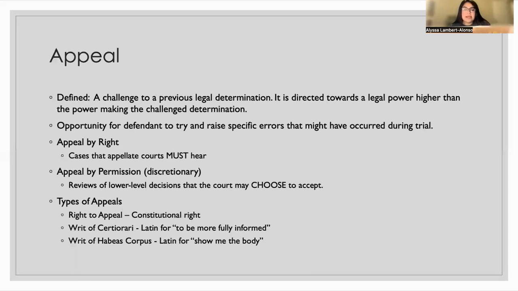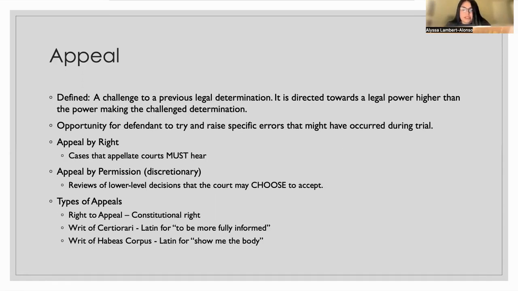The next topic is appeal. It is defined as a challenge to a previous legal determination. It is directed towards a legal power higher than the power making the challenged determination. So in 1789, James Madison argued for the adoption of the Bill of Rights, which included habeas corpus.